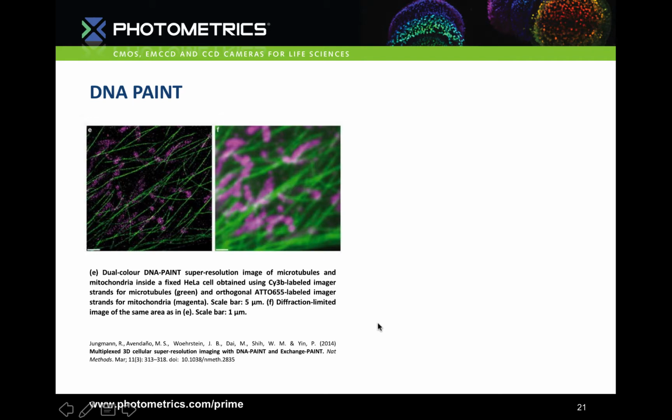Unbound imager strands floating around in solution cause elevated background fluorescence, which prevents wide-field illumination of the sample. Instead, you have to do it with TIRF or light sheet fluorescence microscopy to avoid exciting fluorophores away from the focal plane. It also may not be applicable to live cell imaging because of the unknown consequences of introducing DNA strands into a living cell. Aside from that, it's an excellent localization-based super-resolution imaging technique.